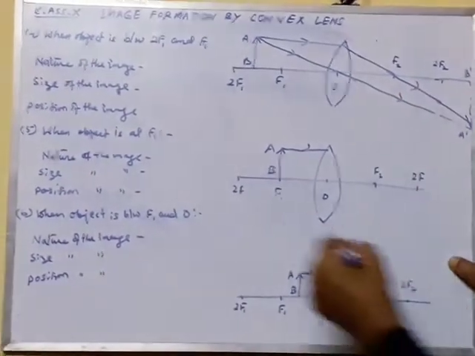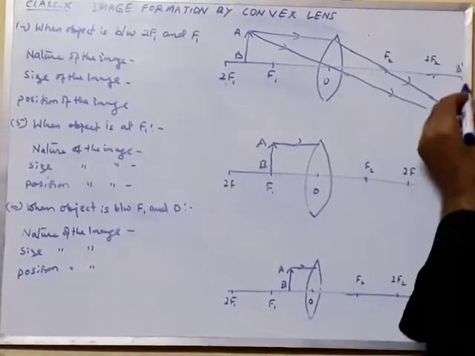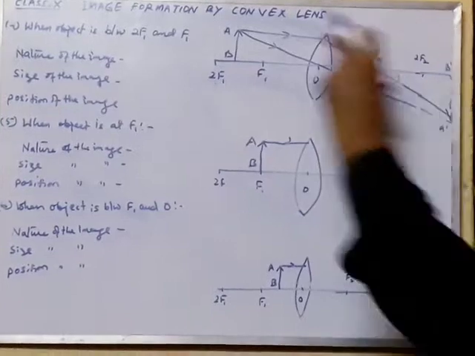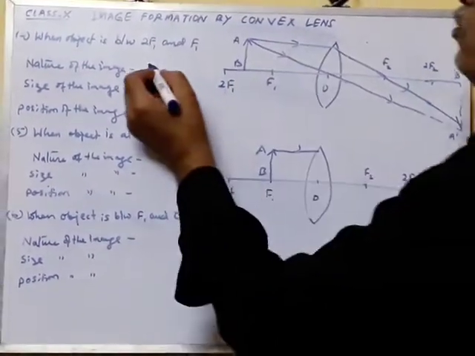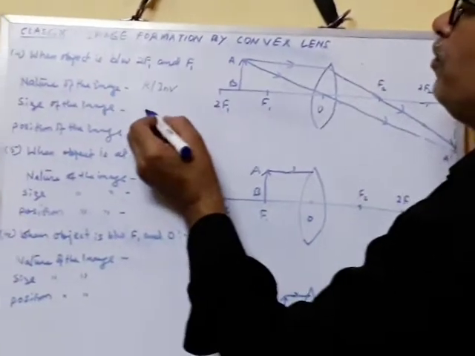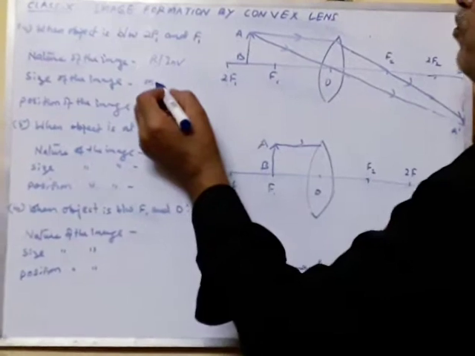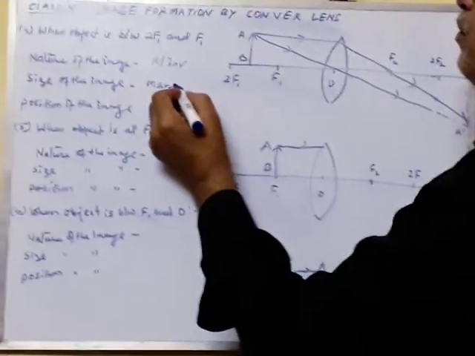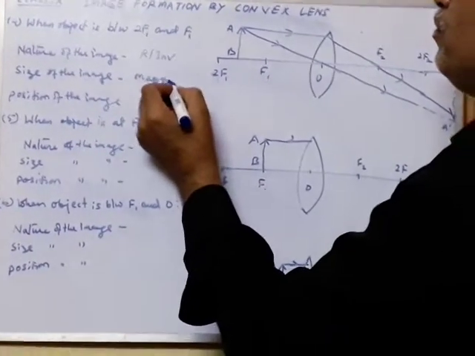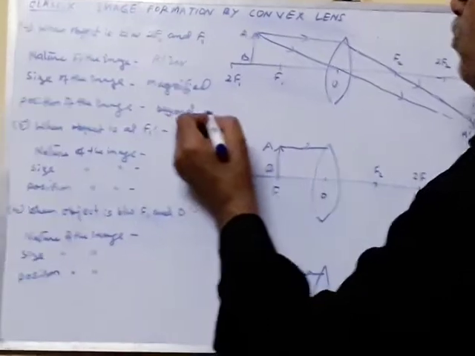What will be the nature of the image? You see that it is real, inverted and larger than the object. So the image is real and inverted. Size of the image is magnified as it is bigger than the object. So we write here magnified, and the position of the image is beyond 2f2.